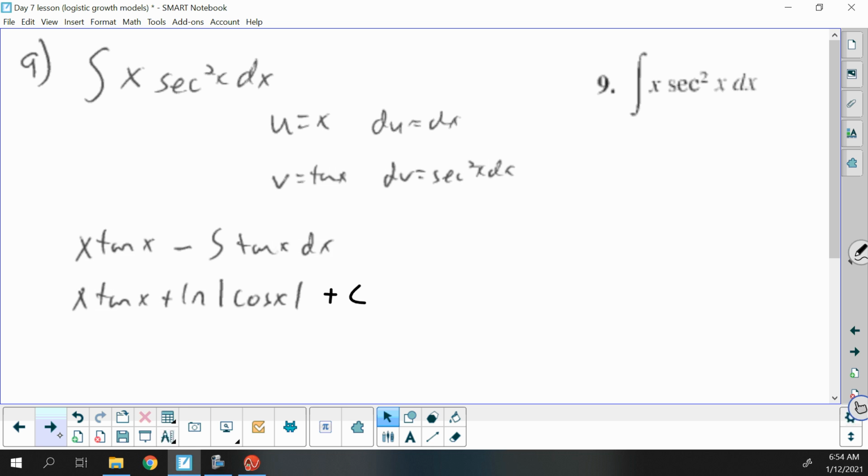And the last one, this was an integration by parts because we had a mismatched product. There's no logs, there's no inverse trig, so the polynomial, in other words, monomial, the x is your u, and your dv is secant squared dx. So your uv is x tan x minus your integral of v du, tan x dx. Tan's antiderivative is a negative natural log, absolute value of cos, and then you got your plus c on the end.